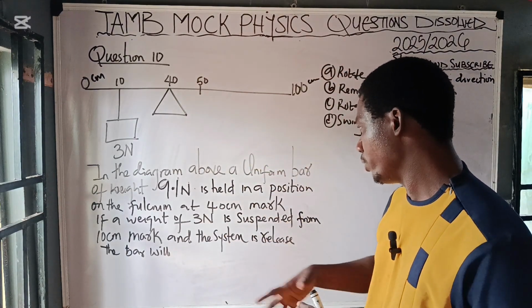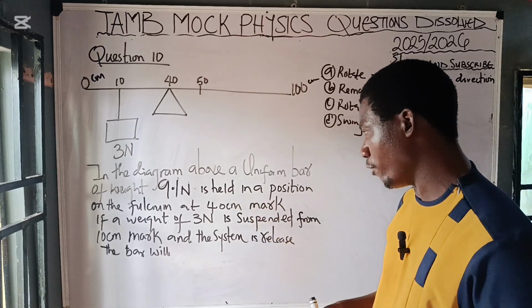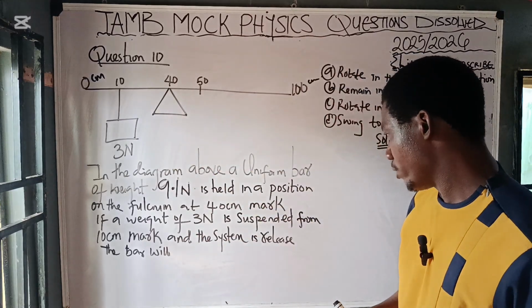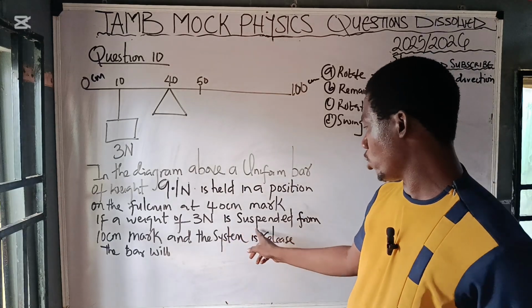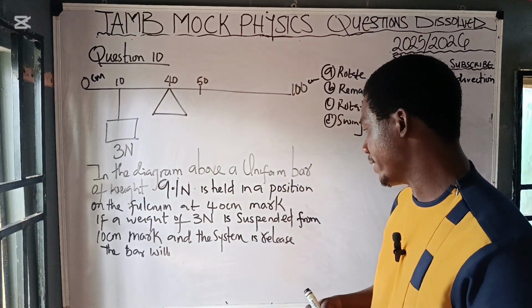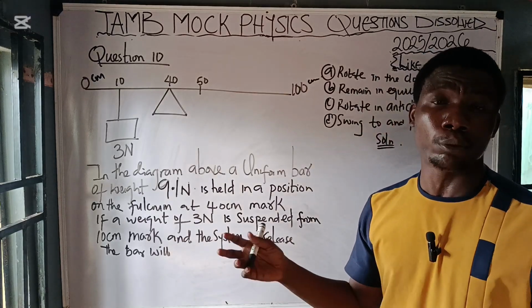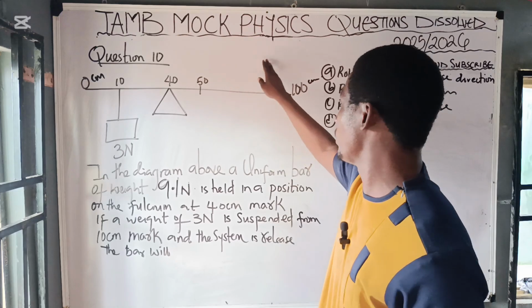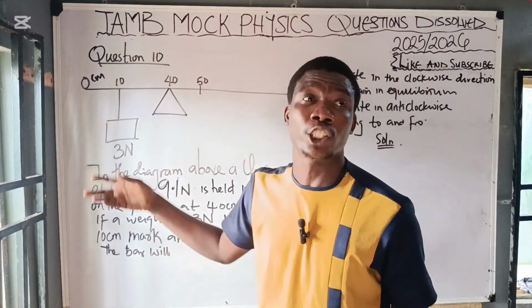Okay, let's continue. It's held in position on the fulcrum at 40 centimeter. This is the fulcrum. Okay, if a weight of 3 Newton is suspended from the 10 centimeter mark, as you can see on the board, and the system is released, the bar will what? What will happen to the bar? Is it going to remain in equilibrium? Is it going to move clockwise, or is it going to move anti-clockwise?